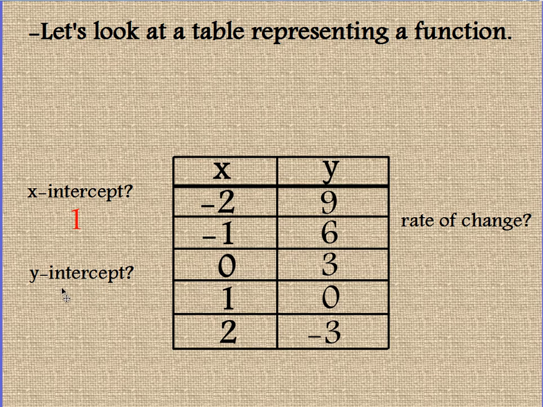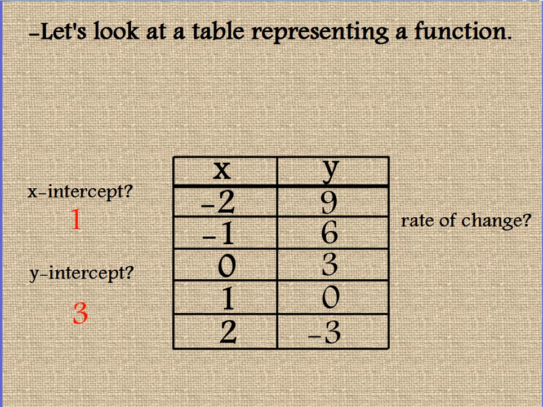The y-intercept is at a point where the x value is 0. So looking at our table, we can find the y-intercept right there at the point 0, 3. I can say the y-intercept is 0, 3, or I can say the y-intercept is 3.